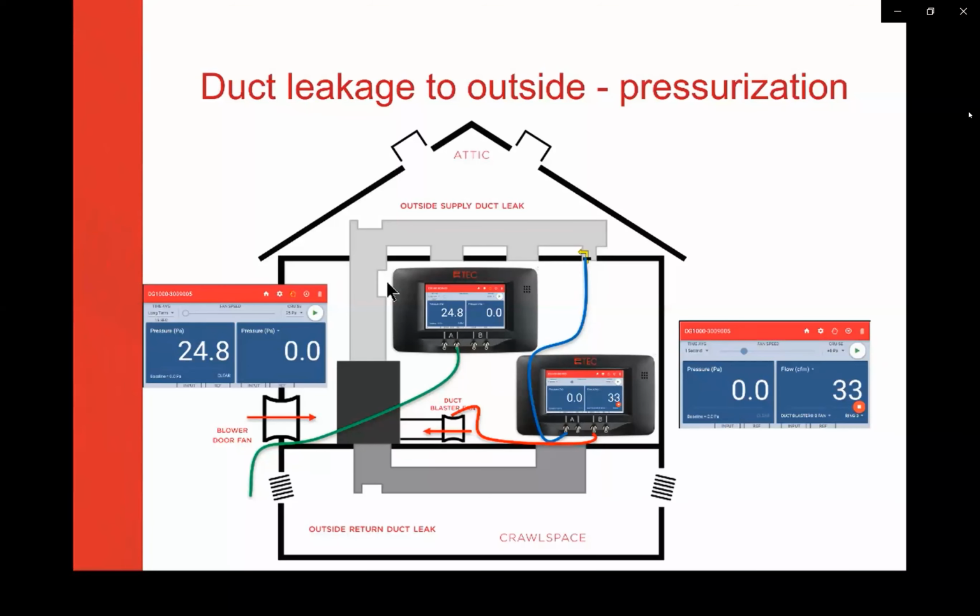And the reason that it makes sense to do that test is the duct leaks with the biggest energy penalty are going to be supply leaks to the outside, and then after that would be return leaks to the outside. And they'll make the biggest difference in comfort also if you've got duct leaks on the return side or supply side going to the outside.